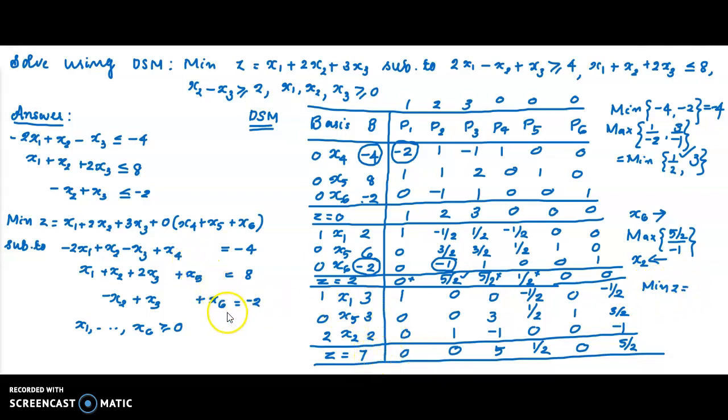We have introduced x4, x5, x6 with the cost 0. Therefore we get the value of the original objective function. Here the objective function is already in the minimization form. Therefore nothing to do with the objective function. Min Z equal to 7.